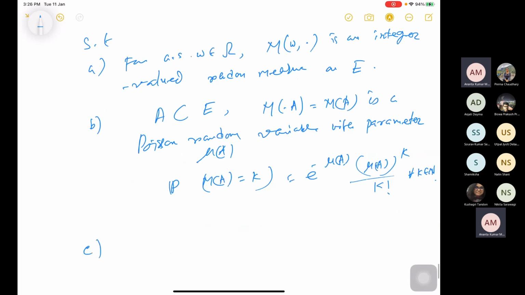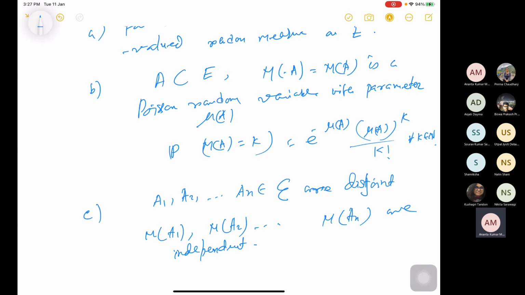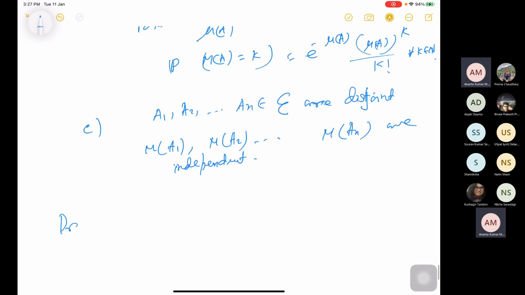And another thing is the disjointness. If A1, A2, up to AN are disjoint sets, then the random variables M(A1), M(A2), up to M(AN) are independent. So whatever we have deduced for the Poisson process case, we are generalizing to here, and we call it a Poisson random measure. I'll stop now writing the definition.